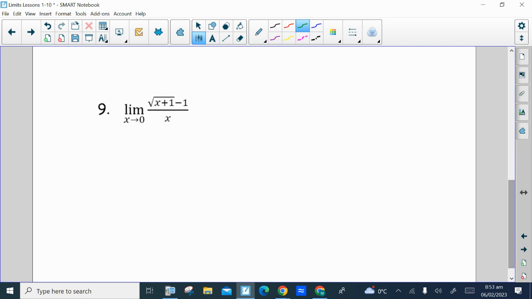Number 9 would be done the same way, right? We need to do something so that we can get a factor of x on top to cancel with the x on the bottom. We can't really consider the numerator to be a difference of squares because that first term would be the root of x plus 1, which isn't going to help us. So once again, I would multiply top and bottom by the conjugate of the top, which would be the root of x plus 1 plus 1.